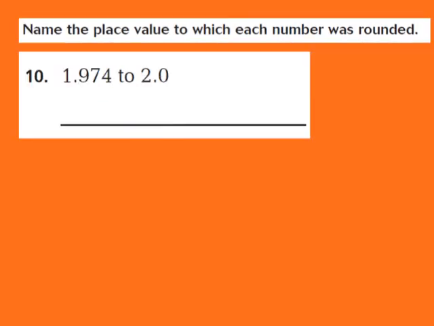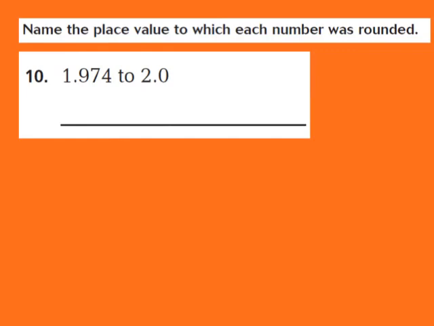Now, let's take a look at question number 10. The directions say once again to name the place value to which each number was rounded. For number 10, the first decimal number given was 1 and 974 thousandths, and they've rounded that to 2 and 0 tenths. I know, if I've read this number correctly as 2 and 0 tenths, that I think they've rounded to the nearest tenths place.